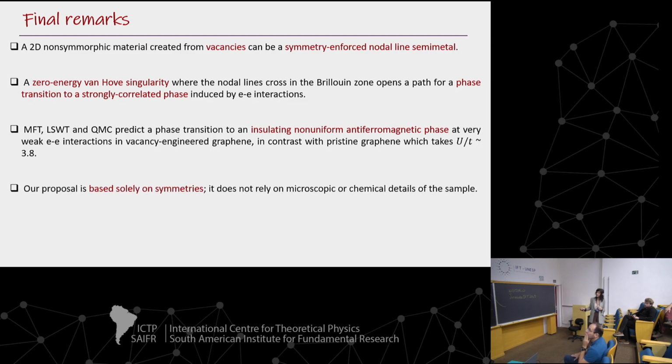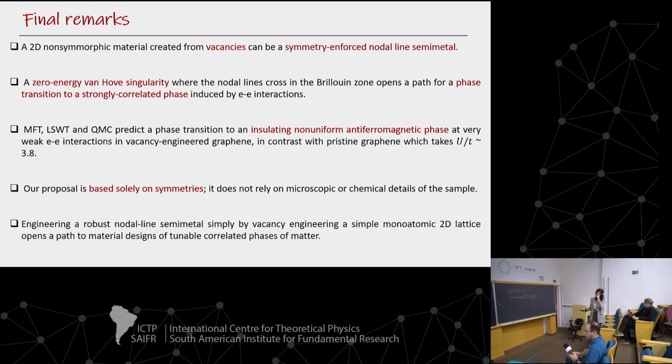And I would like to highlight that this proposal is basically relying only on symmetries. So there is not much reliance on chemical details or microscopic details of the material. So you can, in fact, engineer a robust nodal-line semimetal simply by vacancy engineering, and with electron-electron interactions that drive a transition to a correlated phase, in this case, a magnetic, non-uniform antiferromagnetic phase. So thank you very much for your attention, and I'm available for questions.